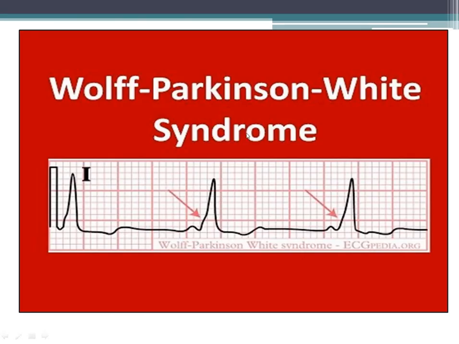We can see one wave. This is Wolff-Parkinson-White syndrome. Look at the QRS complex. There is a slurring of the QRS complex. It is due to additional pathway or accessory pathway between the atria and ventricle. So this is known as what? Delta wave. Okay, this is brief about my class.